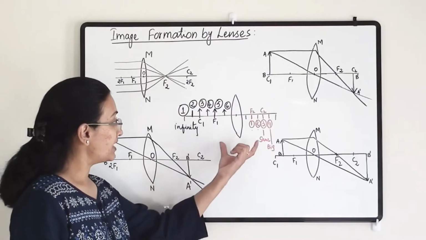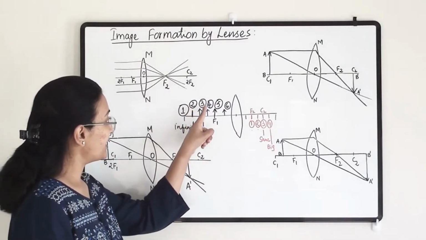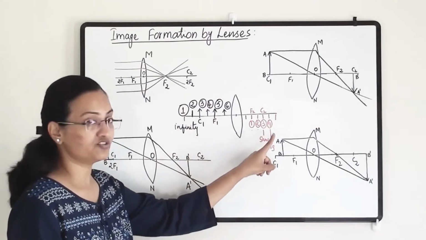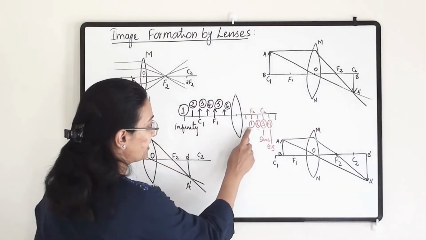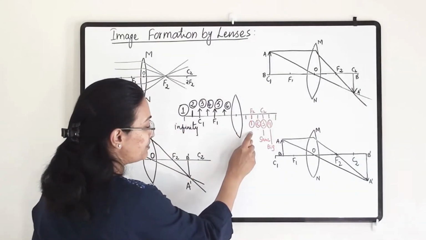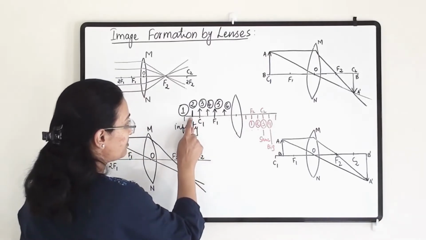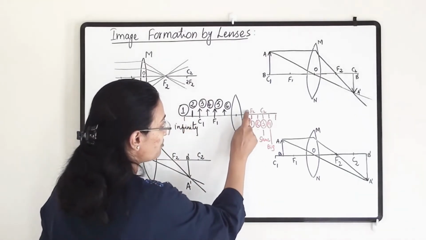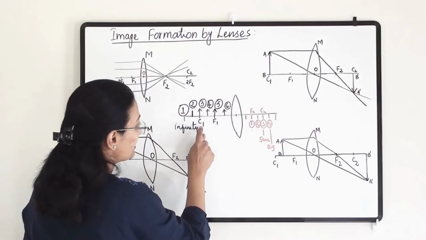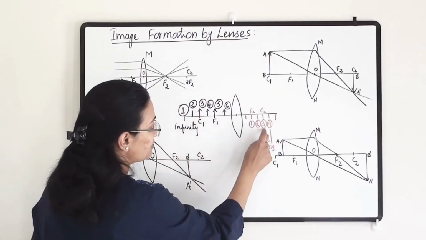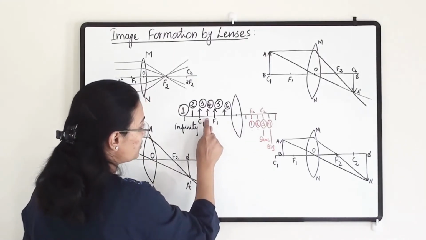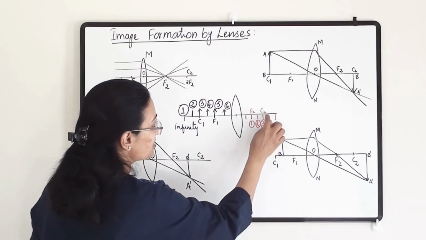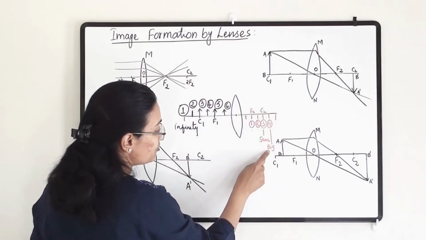So here we can note down like this, that when we are keeping the object at different positions, we are getting the image at all these locations. When we are keeping the object at infinity, we will get the image at F2, and it is highly diminished. Whereas when we are keeping the object beyond C1, we will get the image in between F2 and C2. When we are keeping the object at C1, we are getting the image at C2 and the same size image. When we are keeping the object in between C and F, we are getting the image beyond C2, and the image will be enlarged.